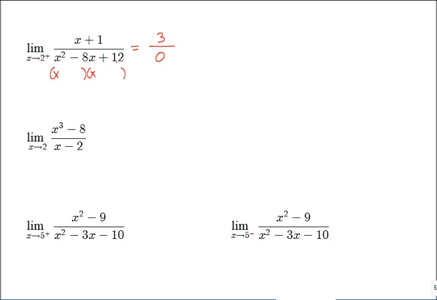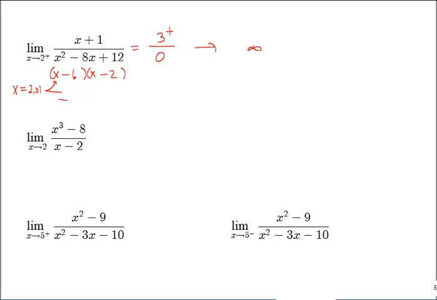I'm going to need two numbers that multiply to 12 and add or subtract to negative 8. Well, that's got to be a minus 6 and a minus 2. So if we take a look at our signs, we know this is going to infinity because it's a constant over 0, but in terms of the signs, I know the numerator is positive, positive 3. In the bottom, I need to be plugging in something slightly bigger than 2, like 2.01.